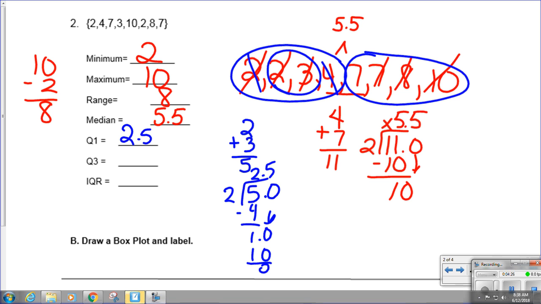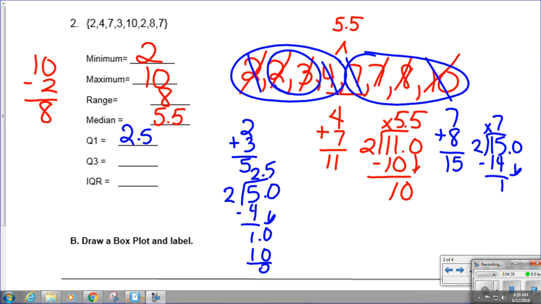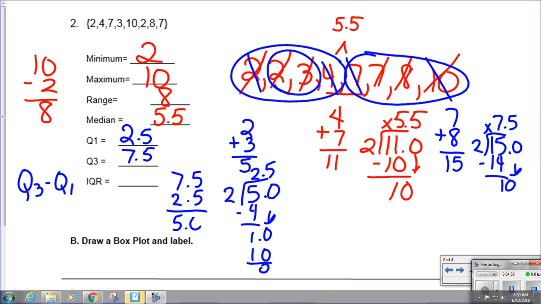That's Q1. On the right-hand side, I'm left with 7 plus 8. And 15 divided by 2 is 7.5. Notice every time you divide in these situations, you end up with 0.5. So if you're getting something different, you've done something wrong. IQR, again, is Q3 minus Q1. 7.5 minus 2.5 is either 5 or 5.0. Both are acceptable.